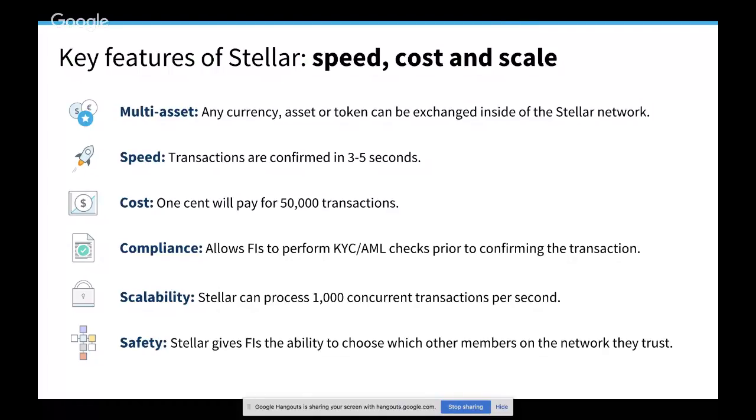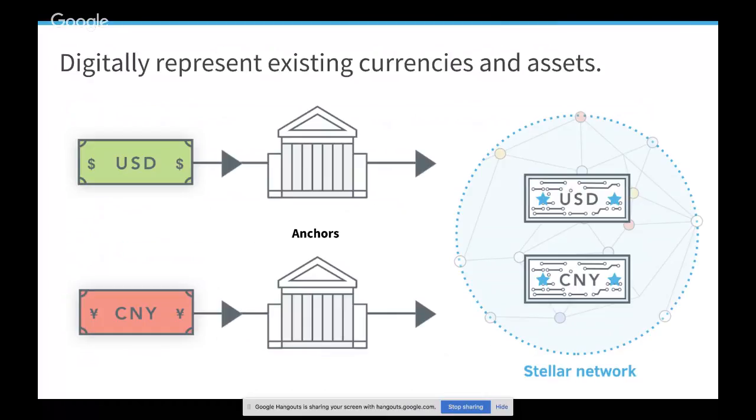So those are really the main features of Stellar. So now I'm going to briefly dive into 2 of the major concepts of the Stellar network. I think if you understand these 2 operations, you have a good understanding of why Stellar is interesting. So the first, as I mentioned, is that inside of Stellar, you can digitally represent any type of currency or asset. This is achieved through anchors.